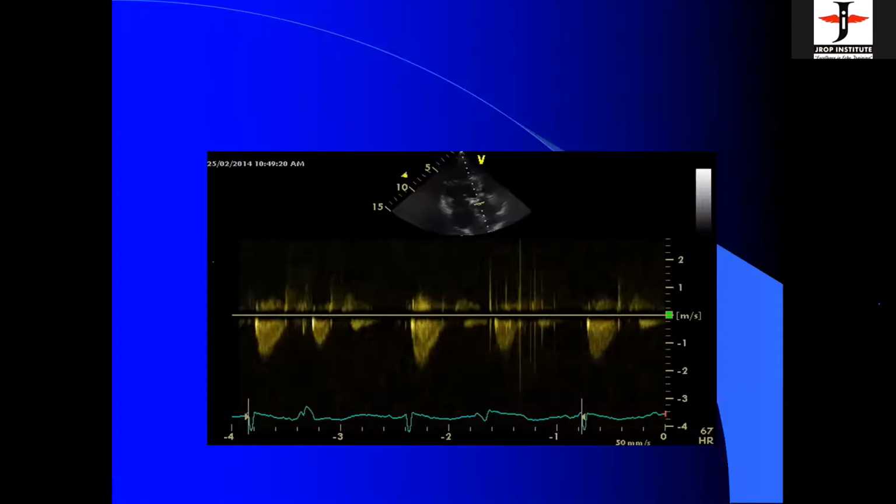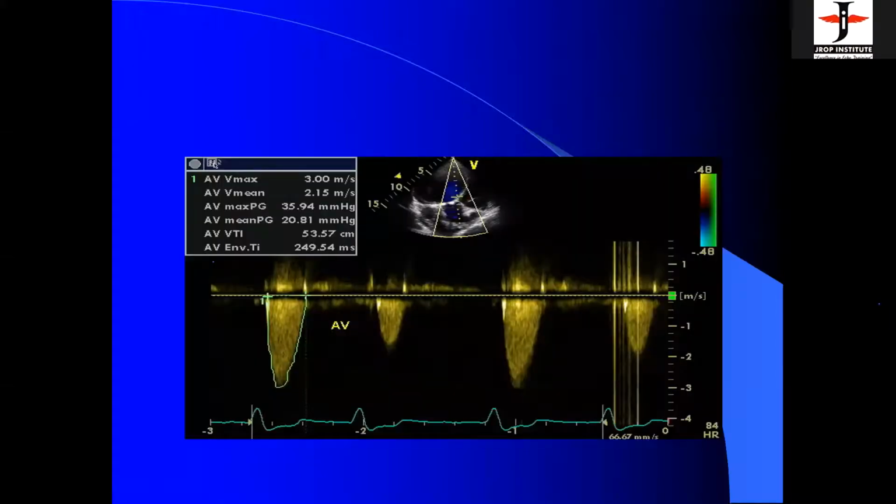So any questions now from your side? We are not dealing with quantitation. We are only dealing with the basics of Doppler.